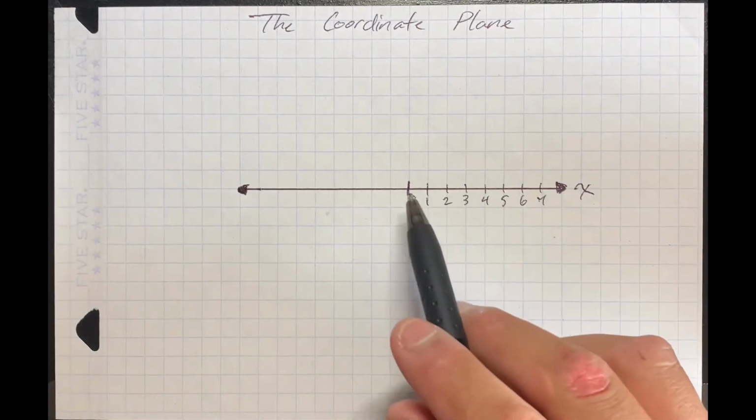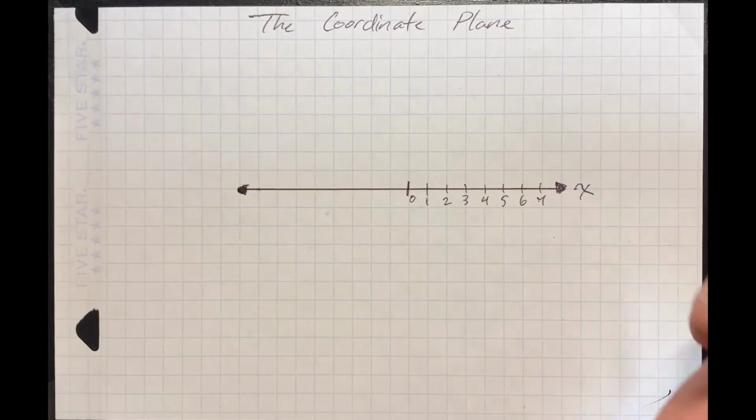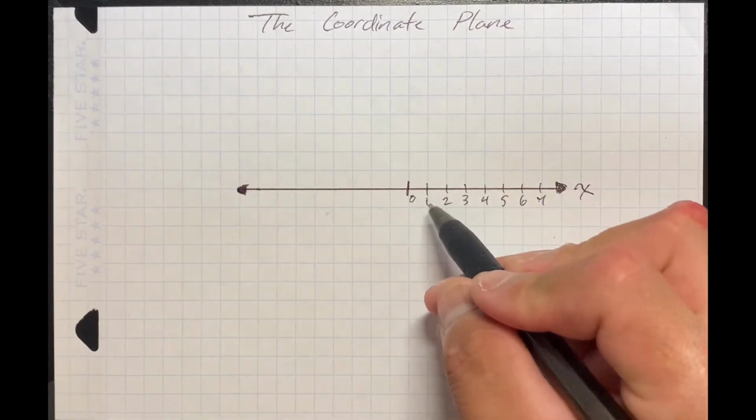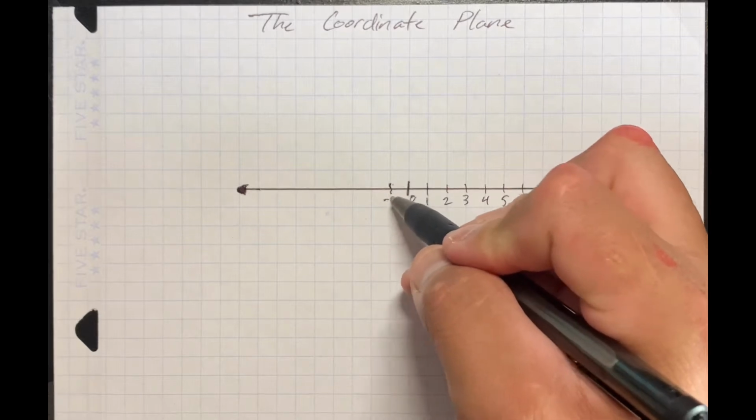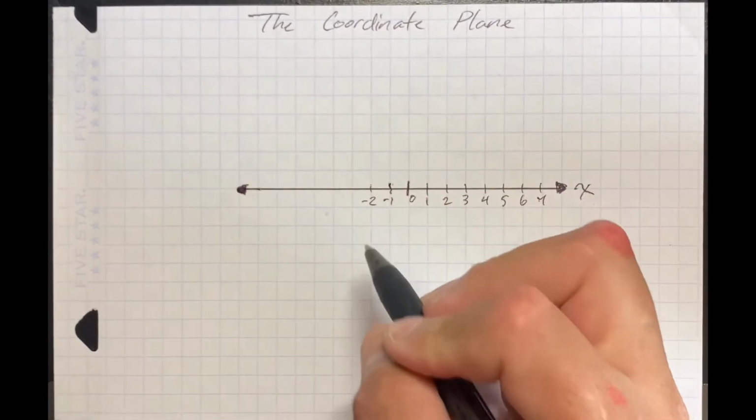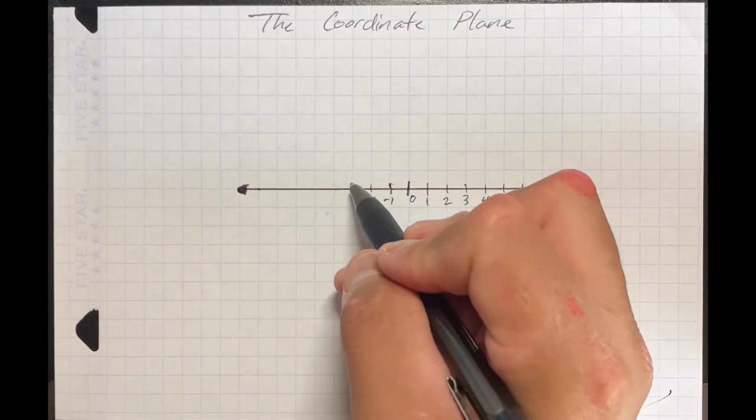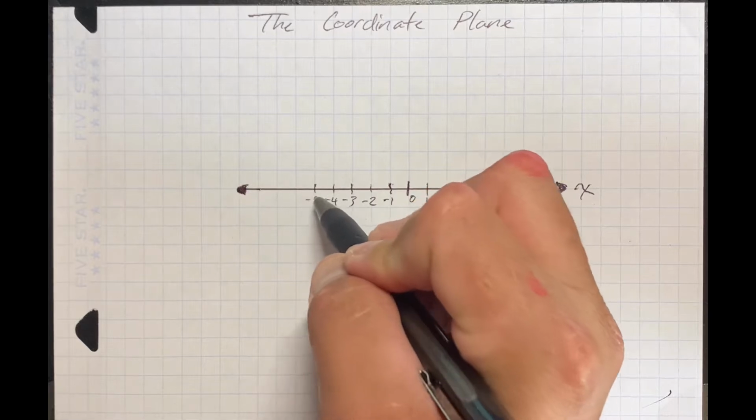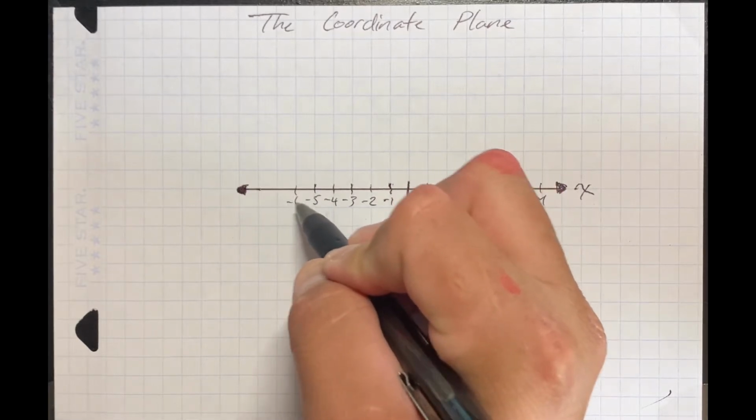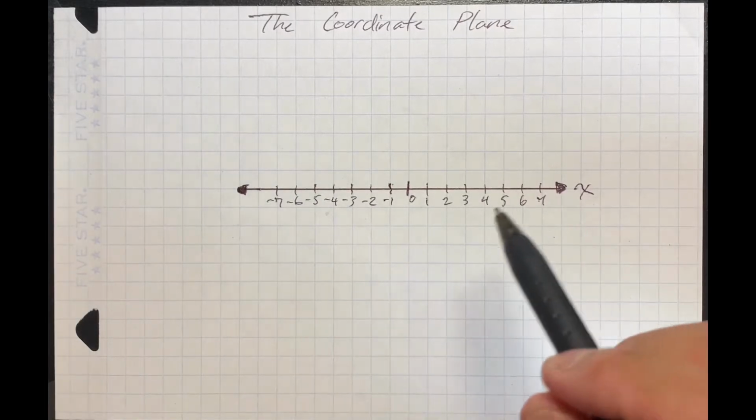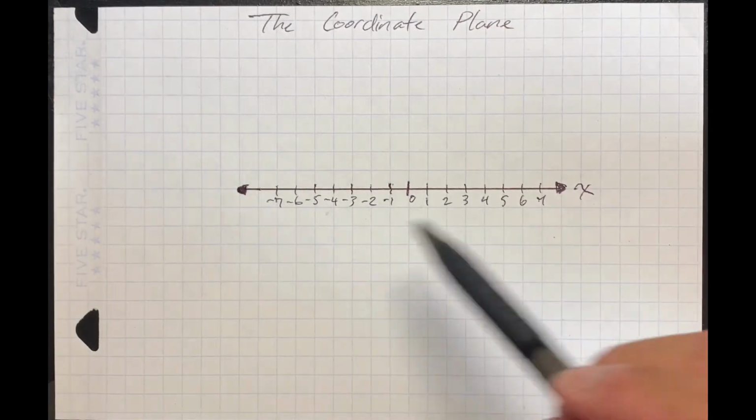On the left side of the origin, we have negative integers, the opposites. So the opposite of positive 1 is negative 1. The opposite of positive 2 is negative 2. The opposite of positive 3 is negative 3. And so on and so forth all the way to negative infinity. We just want to refamiliarize you with the x-axis. The x-axis is the horizontal number line.